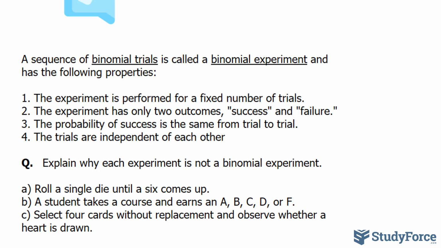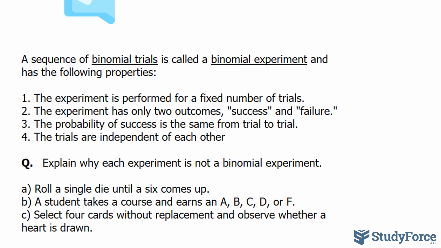Let's look at examples that are not binomial experiments. The first one being rolling a single die until 6 comes up. So why isn't this a binomial experiment? Remember what I said, if there is not a fixed number of trials, then it is not a binomial experiment. Because you don't know how many times the die will need to be rolled before a 6 comes up, we can't define the number of trials.